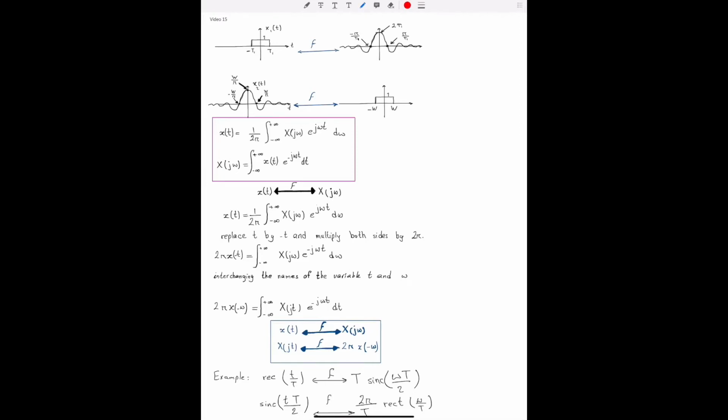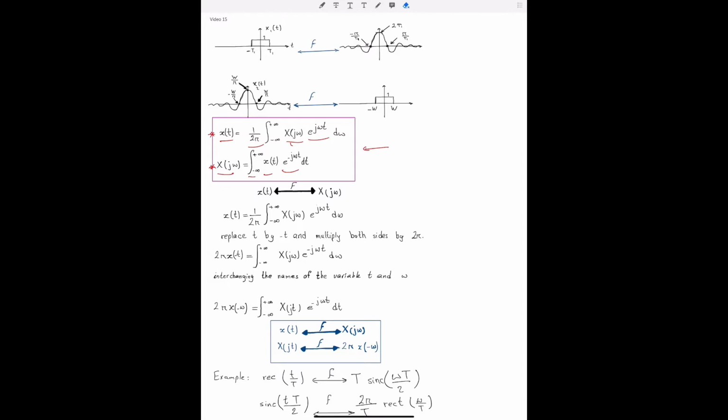Hi everyone. So in this lecture we're going to continue with some of the properties of the Fourier transform. If you recall, we had these two equations as the Fourier transform pair, where X of j omega was the integral of x of t times a complex exponential, and x of t could be found from 1 over 2 pi times the integral of X of j omega times another complex exponential.